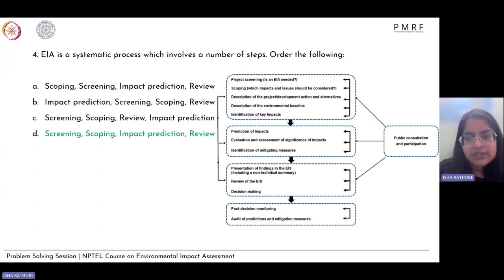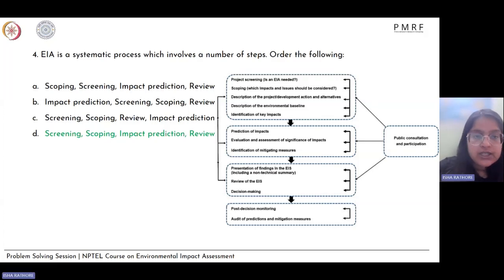And then lastly, you have the review, where the EIA report is reviewed by a committee and then it gives some sort of decision whether it has been accepted or you can go forward with the development or not. So the correct answer is D. That is first you have screening, scoping, impact prediction, and then review. Later, you also have post-decision monitoring and auditing. And in between, you have public consultation and participation happening in all the different stages.